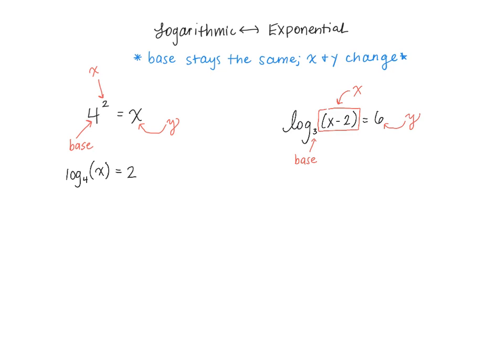So if I was to rewrite this as an exponential, I know that I will start with my base, 3, and my x and y will switch. So now my y will come up here, and my exponent equals whatever my x was, which is x minus 2. And that is how we switch back and forth between logarithmic and exponential functions.